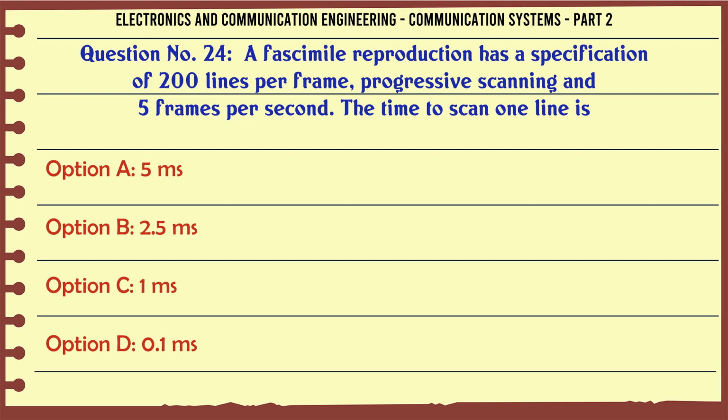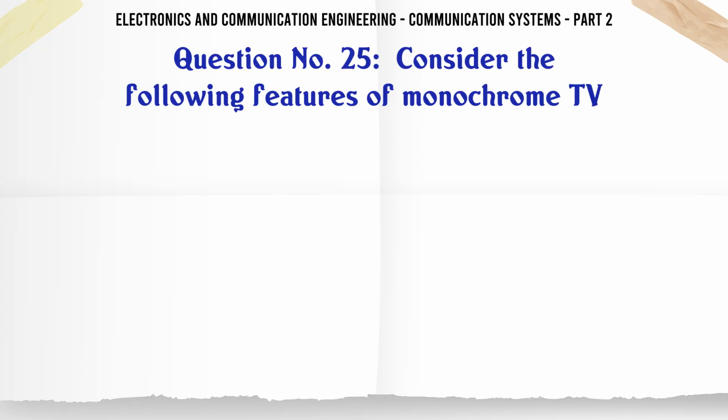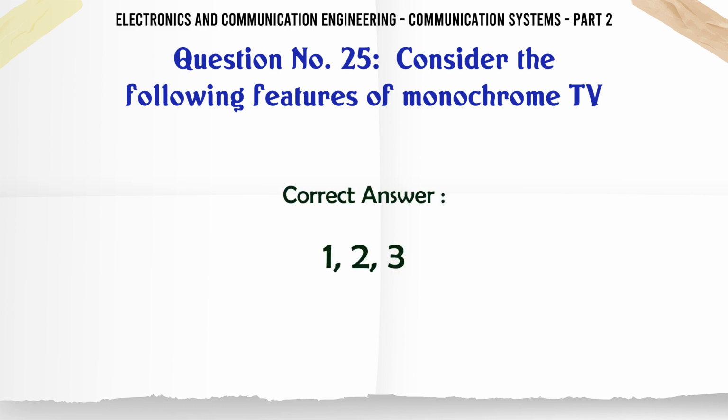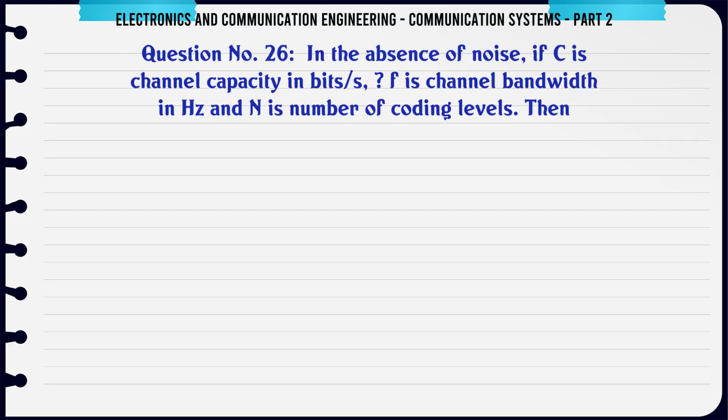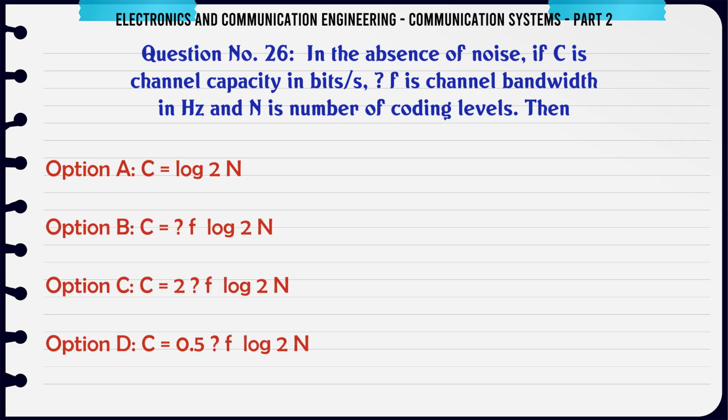0.1 ms. The correct answer is 1 ms. Consider the following features of monochrome TV. A. 1234, B. 123, C. 124, D. 234. The correct answer is 123.